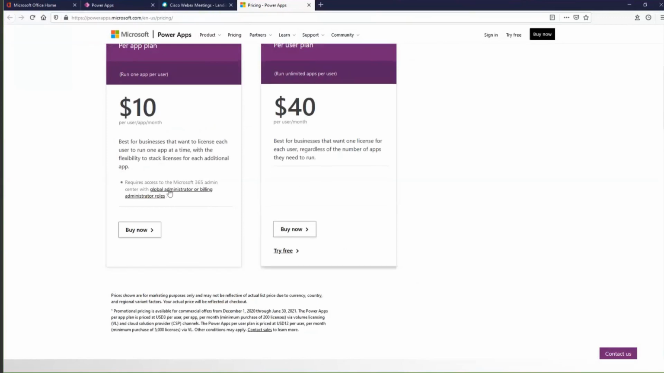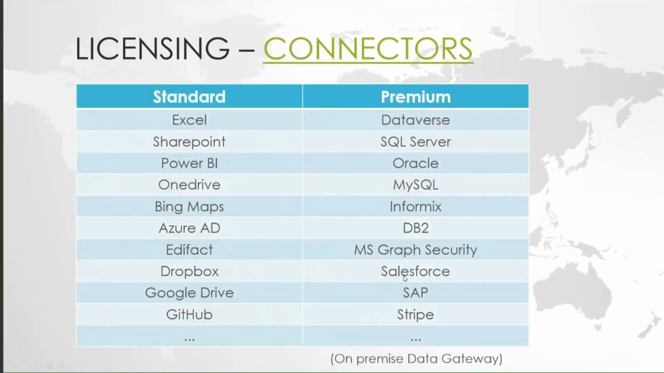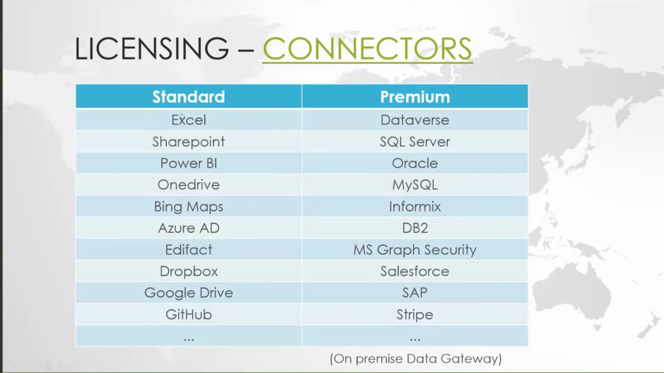Let me go back. Next thing is, I said it depends on the type of connectors you use if you have to buy an additional license. There are 2 types. It's standard licenses and it's premium licenses. And only for the premium licenses, you have to buy one of these 2 plans for $10 or $40. So the standard connectors include Excel, SharePoint, and all these things I mentioned here. This is just some examples. There are about 100 that you can use.